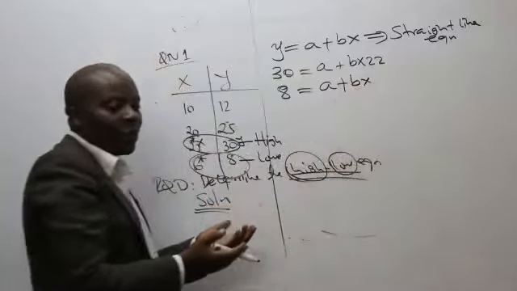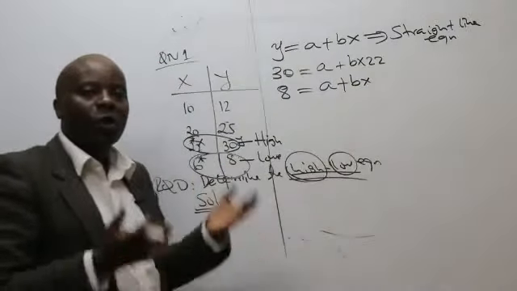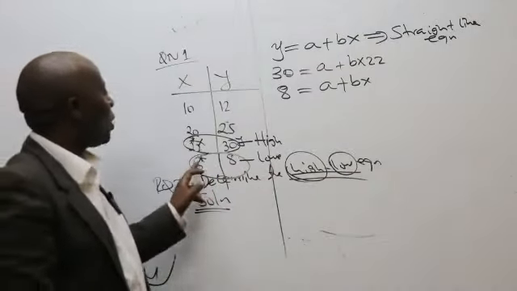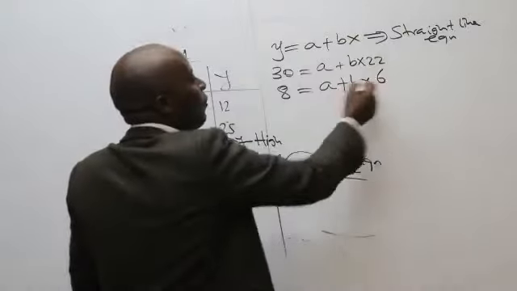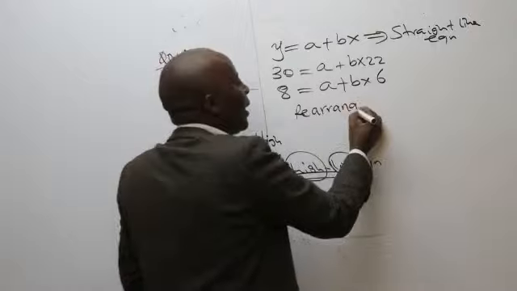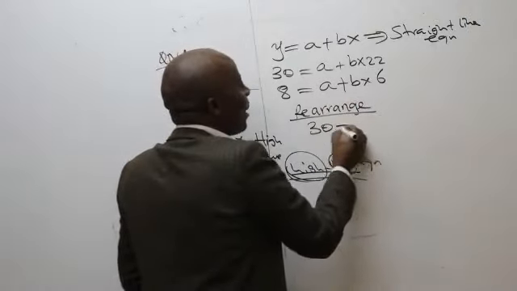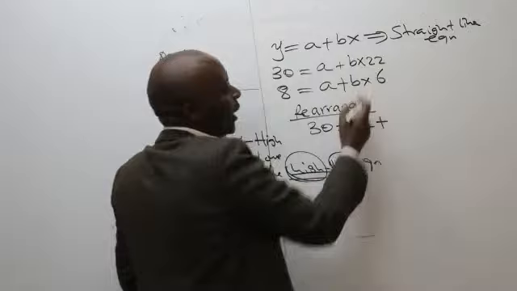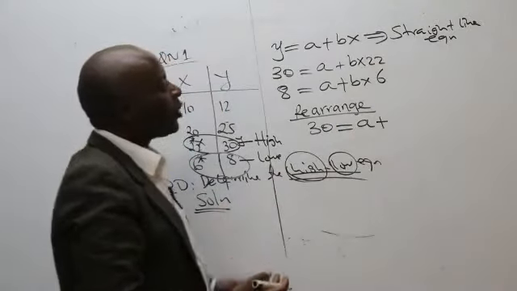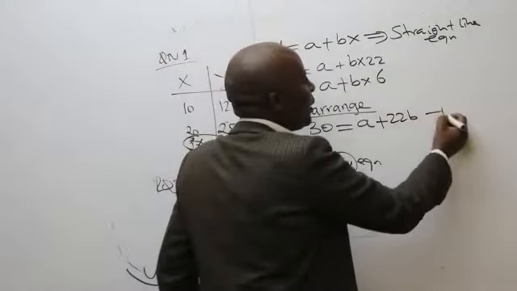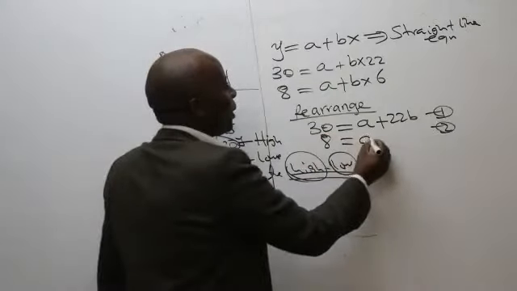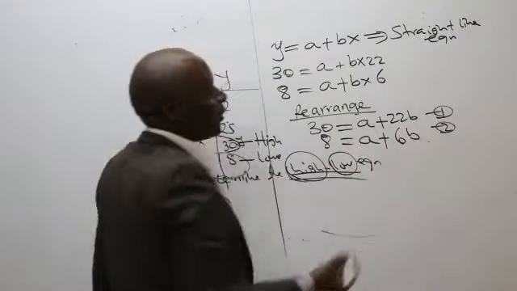Of course, at the beginning we do not know what the values of a and b are in a straight line equation, a plus b times x. Fortunately, we know that x is 6. So if I rearrange this nicely mathematically, I end up having 30 equals a. There is no way a number can come after a letter. This being mathematics, a number must be in front of a letter. So a plus 22b. This is equation number 1. Equation number 2: we have 8 equals a plus 6b.